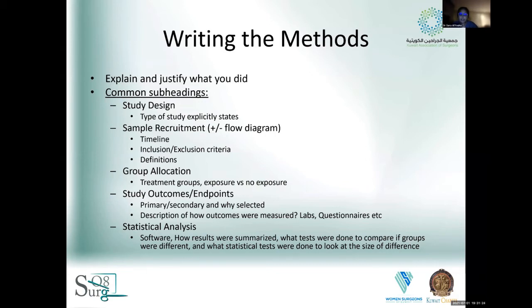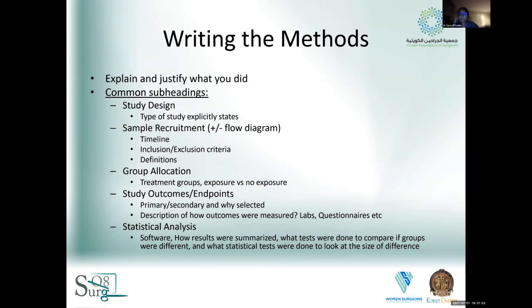And then last but not least, you talk about your outcomes or your endpoints. So what is your primary outcome that you were looking at? For example, we were looking at mortality. What was your secondary endpoint if you had them? And why did you select them? So you explain to your reader. And then you describe, how did I measure my outcomes? Did I use labs, questionnaires? I looked at death certificates. How did I get that information?